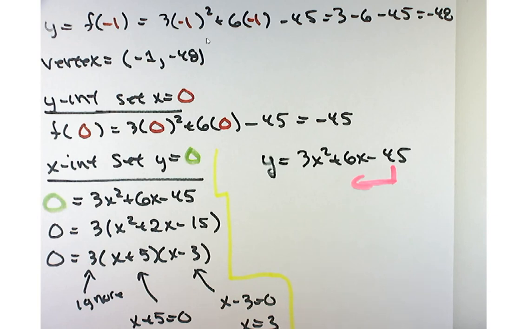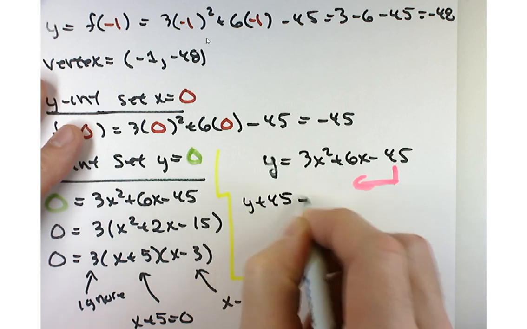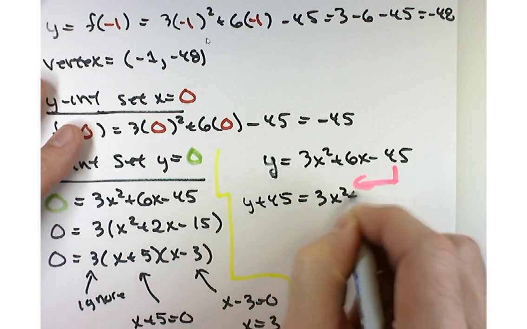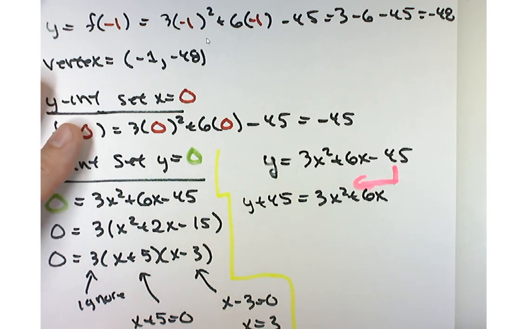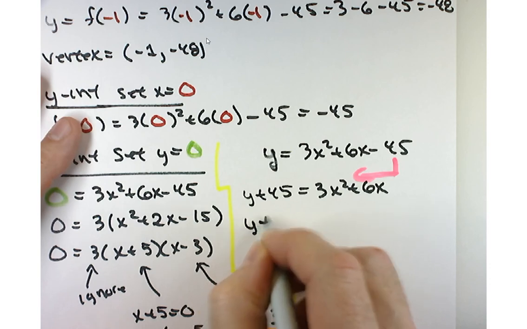When it changes sides, what else is going to change? The sign. Perfect. So it's going to be y plus 45 equals 3 times x squared plus 6x. Now we're going to go back to the stuff from section 3.1 where we're going to complete the square.